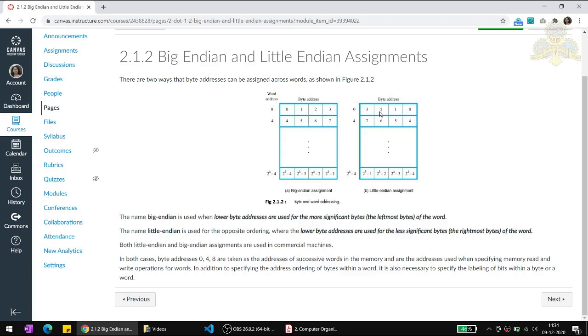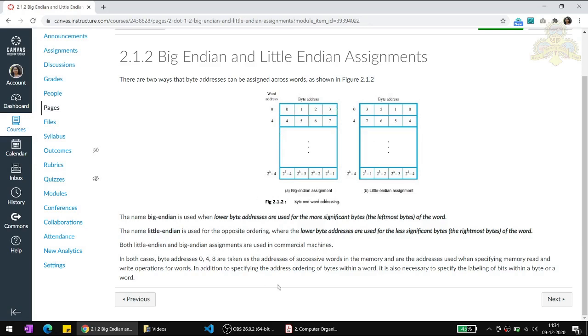It is the opposite of your big Endian system. That means you use lower byte address for LSBs. So this is the difference between your little Endian and big Endian assignments. Now these two are used in the commercial machines. In both cases we have the byte addresses 0, 4, 8. We have taken these addresses for the successive words in the memory, to perform any read or write operation. So why have we taken 4? We have assumed that the word length is 32 bits.